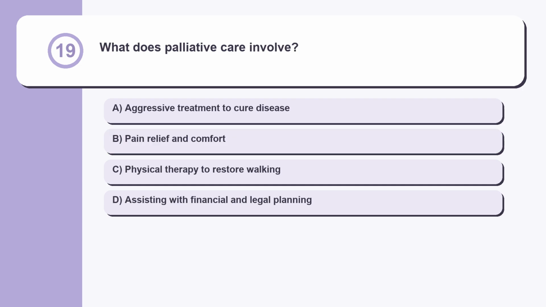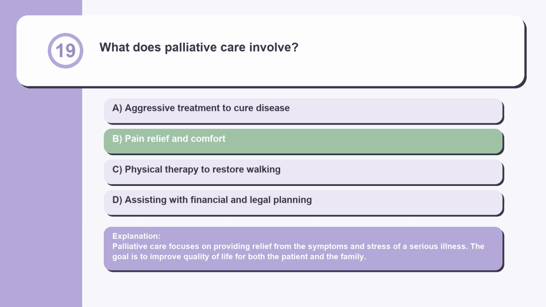Question 19. What does palliative care involve? Aggressive treatment to cure disease, pain relief and comfort, physical therapy to restore walking, assisting with financial and legal planning. Palliative care focuses on providing relief from the symptoms and stress of a serious illness. The goal is to improve quality of life for both the patient and the family.